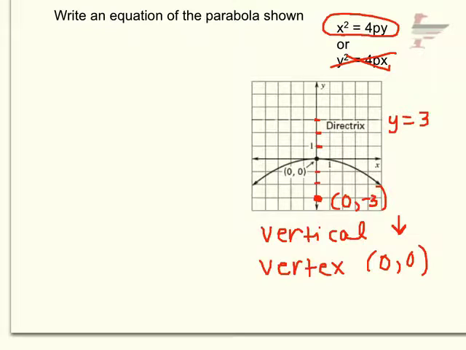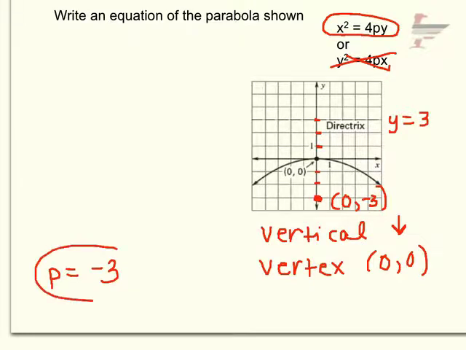So p is the distance from my vertex to my focus point, so p is going to be -3. You could say 3 since you're thinking distance, but it's also directional, so always go to your focus point. So if it's below and it's -3, then p should be negative. Otherwise, you're not going to get the right sign on your equation.